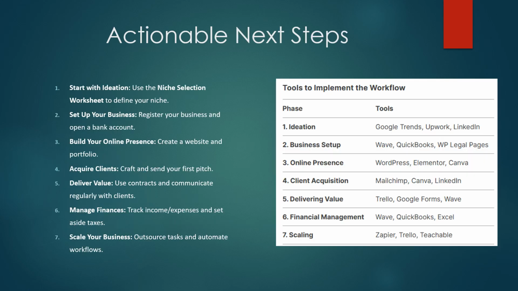And what are the next actionable steps for you in the next maybe 7 days? First, start with ideation. So use a niche selection worksheet to define your niche. The tools you're going to use in the ideation process are Google Trends, Upwork, and LinkedIn. And then setting up your business. So register your business and open a bank account in your local country. And when you have done that, you can use Wave or QuickBooks for financials, and then WP Legal Pages after you have built your website. So it creates legal pages for you.